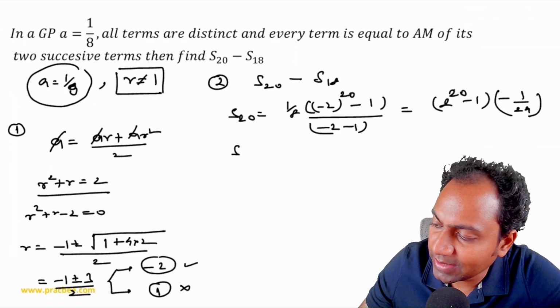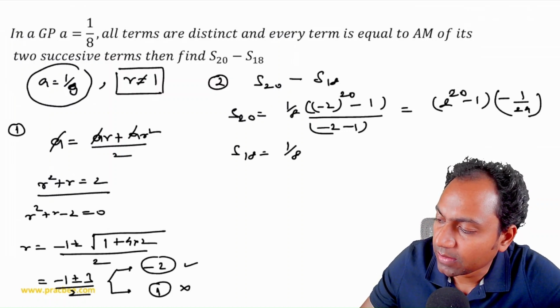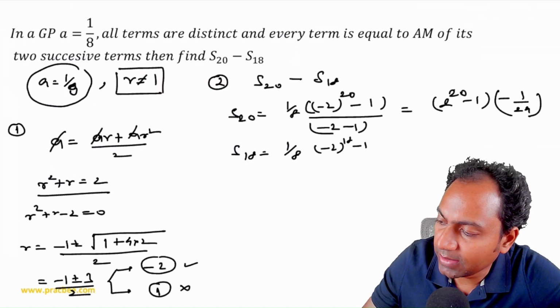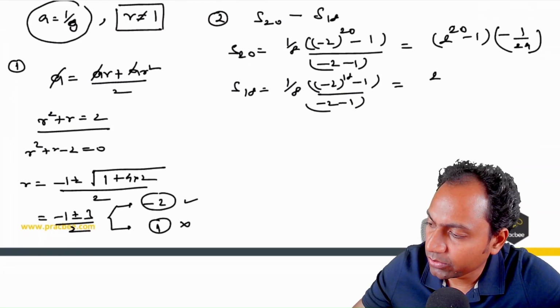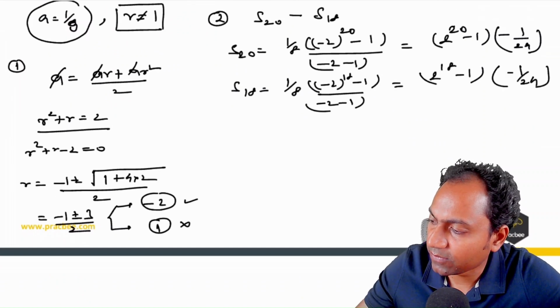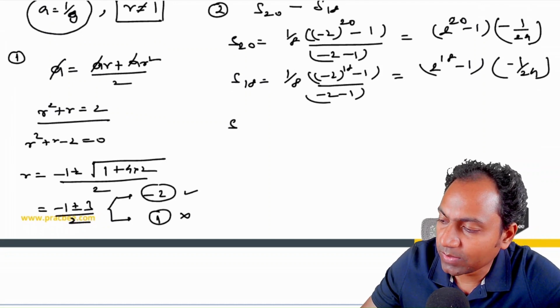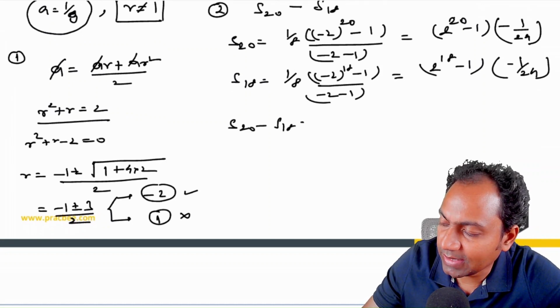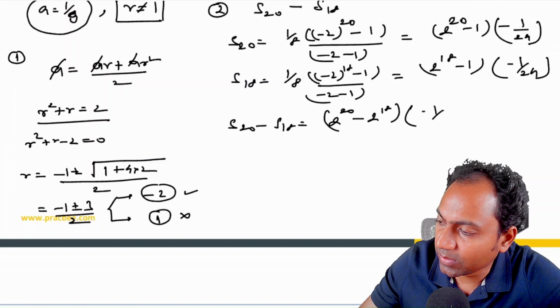If I take the next part, that is S18, it becomes nothing but 1 by 8 into minus 2 raised to the power 18 minus 1 by minus 2 minus 1. And if I simplify this, this comes out to be nothing but 2 raised to the power 18 minus 1 into minus 1 by 24. If I subtract both of these, let us see what we get. So my answer S20 minus S18 is nothing but 2 raised to the power 20 minus 2 raised to the power 18 into minus 1 by 24.